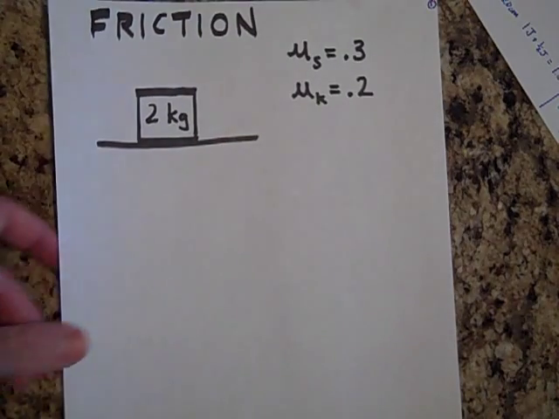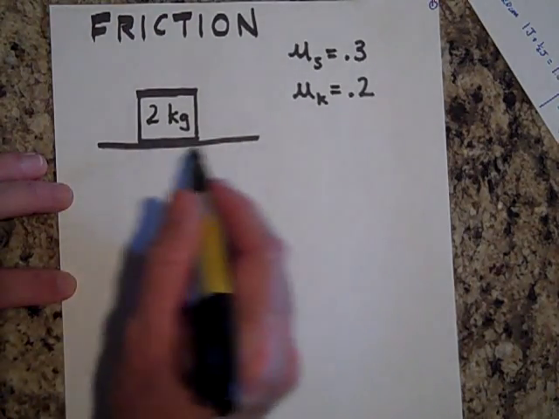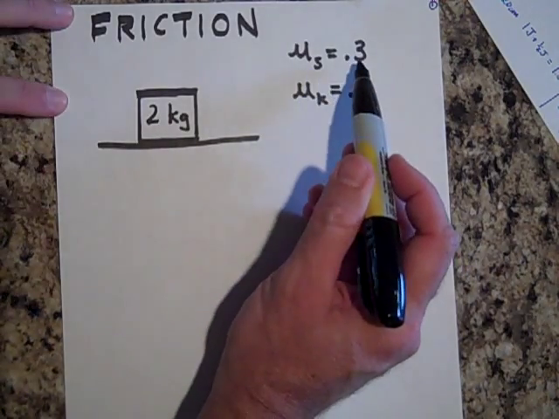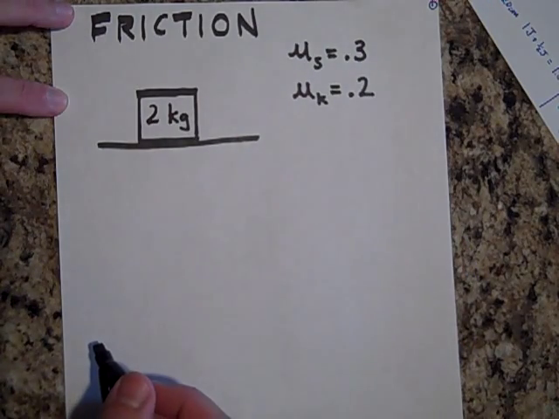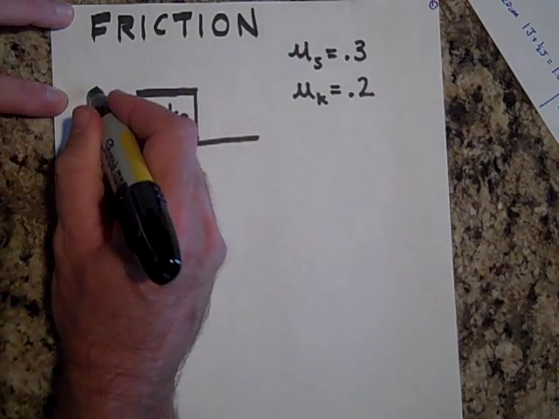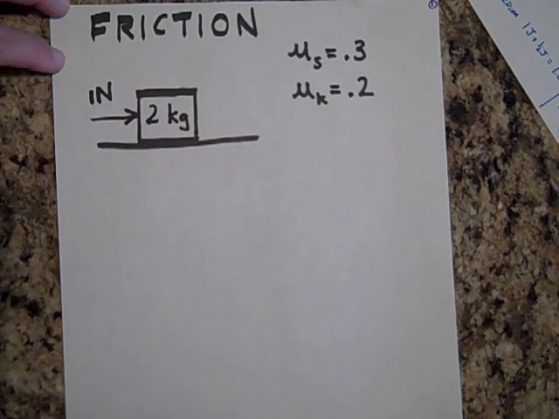Let's start out with a friction question. You have a box on a horizontal surface. It's 2 kilograms. The coefficient of static friction is 0.3. The coefficient of kinetic friction is 0.2. I'm going to come here and push on this with 1 Newton of force. And the question I have of you is, what will be the force of friction when I push on that with 1 Newton of force? Go ahead and pause.